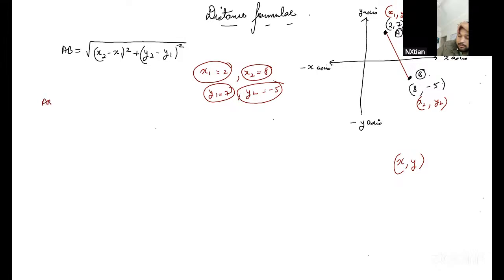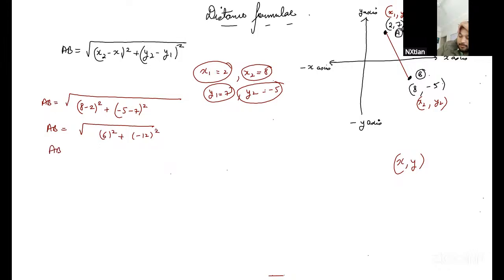So now AB is equal to root of (x2 minus x1), which is 8 minus 2 square, plus (y2 minus y1), which is minus 5 minus 7 square. So AB is equal to root of 6 square and then minus 12 square. So AB is equal to root of 36 plus 144, which is root of 180.